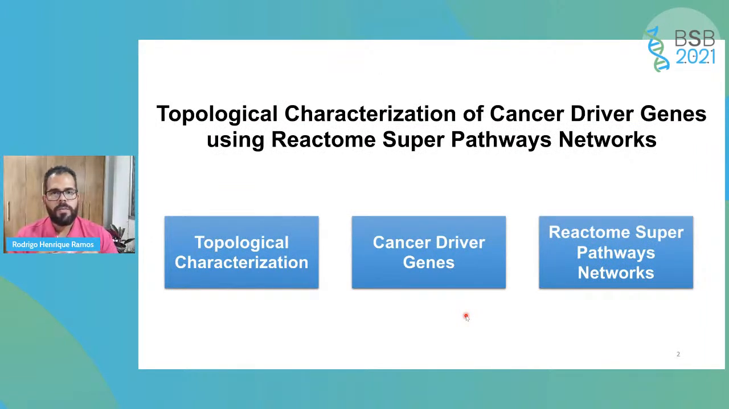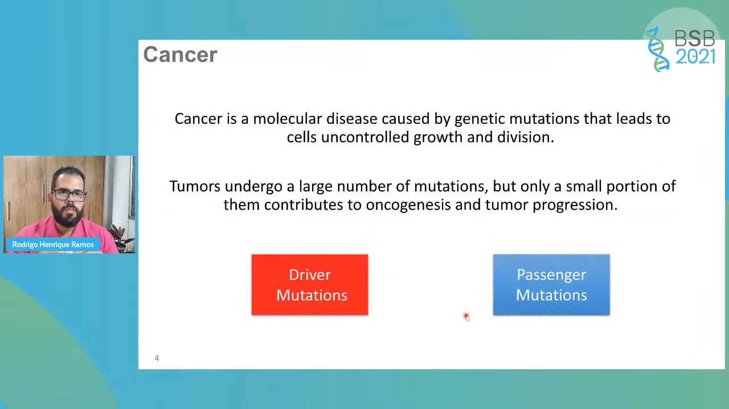Let's start by breaking the title in three parts, so we can understand what is a topological characterization, what are cancer driver genes, and what are Reactome superpathways networks. Starting with cancer driver genes. Cancer is a molecular disease caused by genetic mutation that leads to cell uncontrolled growth and division.